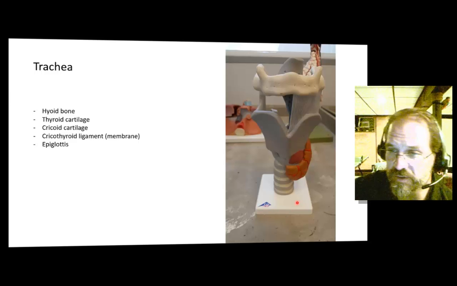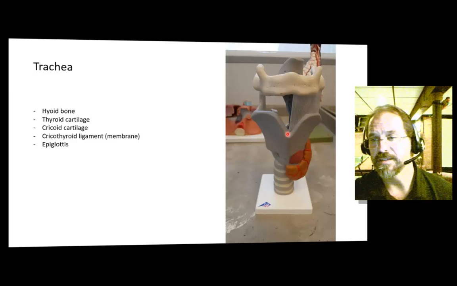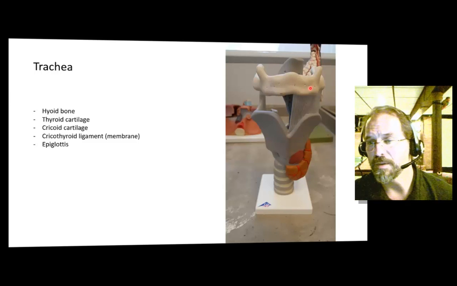Okay, as promised, here's our trachea model. Here's an anterior view. We're looking at the hyoid bone. If you remember, that is the bone that's pretty much at the base of the oral cavity and helps root the tongue in place and helps hold some of the pharyngeal muscles that are involved in swallowing. So that's the hyoid bone.